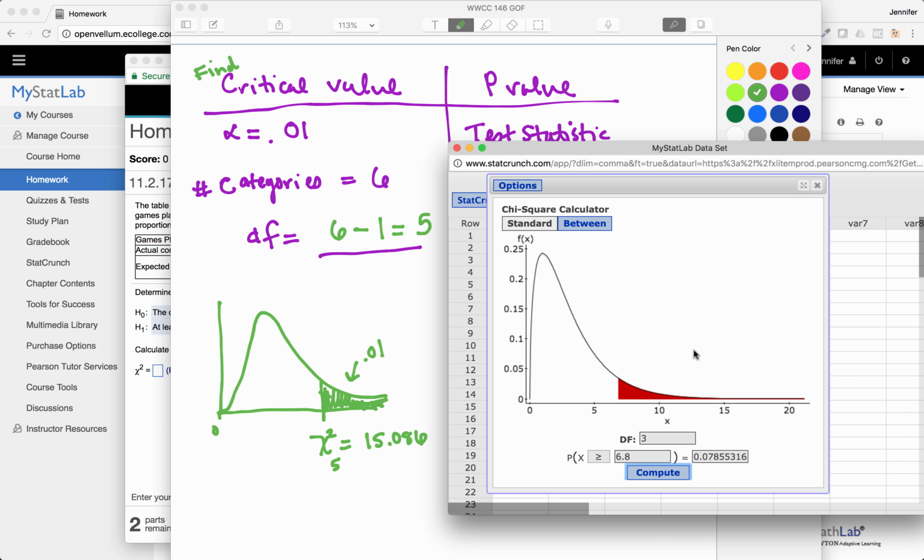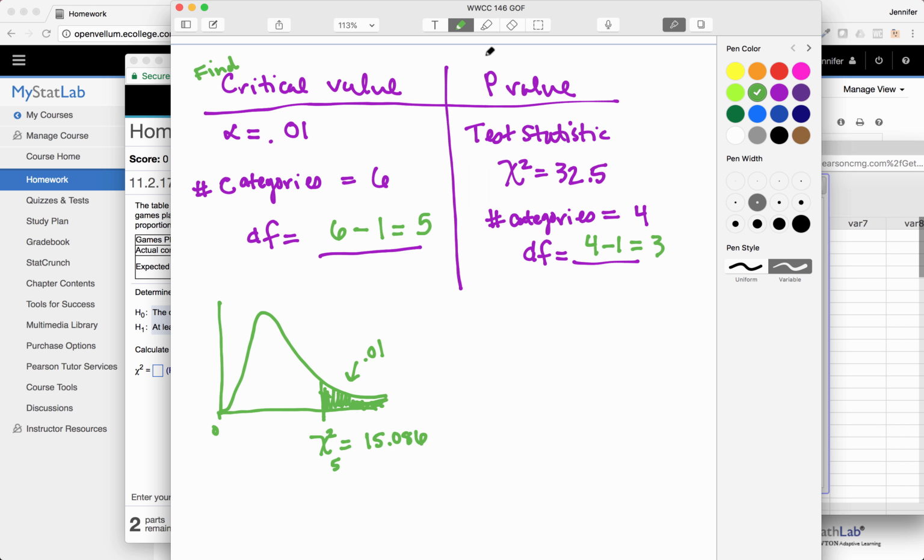And both of these steps that I showed you, finding the critical value and then finding the p-value, they apply to all of Chapter 11. Whether it's a goodness of fit test or an independence test, the process is the same because it uses the same distribution. In the next video, we'll look at a hypothesis test using the chi-square distribution.